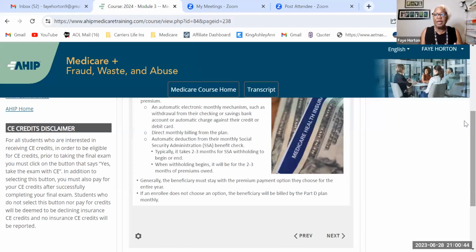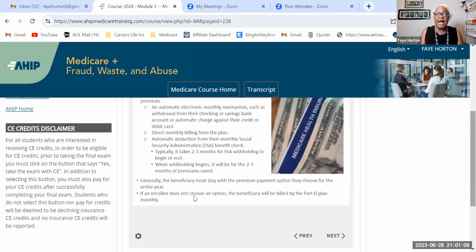You want to encourage your prospects and members who will have a premium to use some form of automatic deduction. And bank account, checking, or savings is the number one most efficient way. Second would be a debit or credit card.